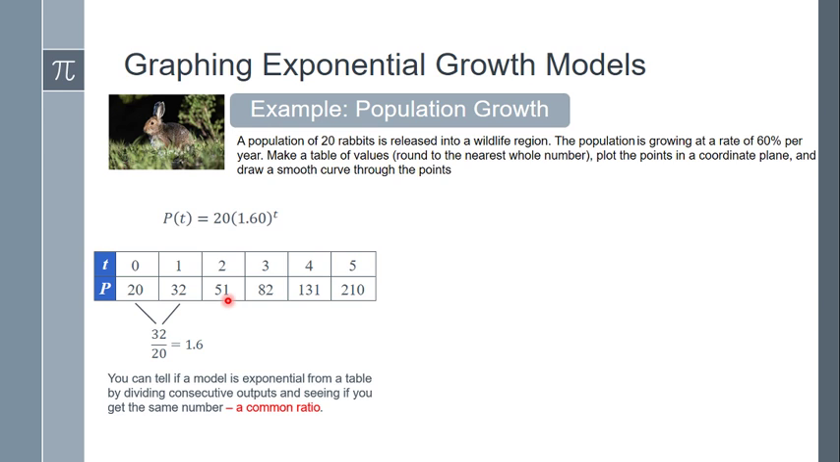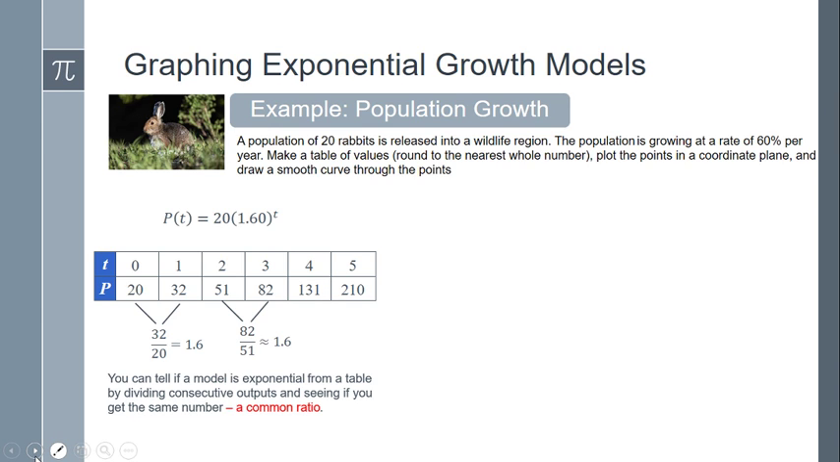And you can go ahead and try that on your own on a calculator and verify that you do get that. In our case, it's going to be a little bit off because I rounded the number of rabbits to the whole number, right? Because it doesn't make sense to have 0.2 of a rabbit. Just to make sure it's exponential, I'm going to grab a couple of other points on the table and take one and divide it by the output that came before. So in this case, 82 divided by 51, and I got very, very close to 1.6. So I would say that this model is in fact exponential, and we know that it is.